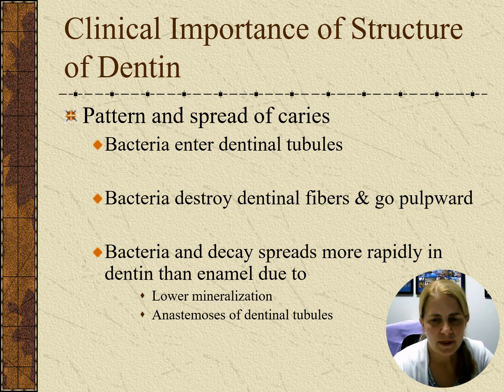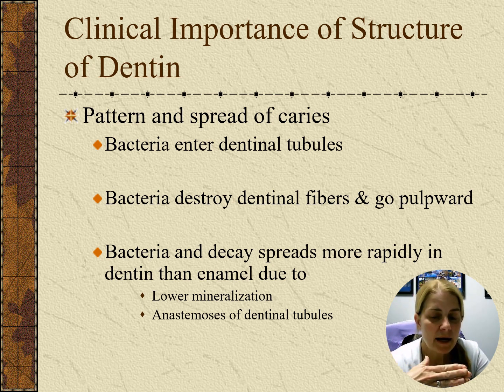Now, if we go back to the structure of the dentin and kind of those S curves, and if we think about how the dentin tubules go through the dentin, the pattern and the spread of caries can progress very quickly in the dentin. The dentin is only 70% mineralized, so it's less mineralized than enamel.